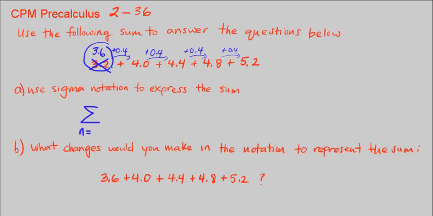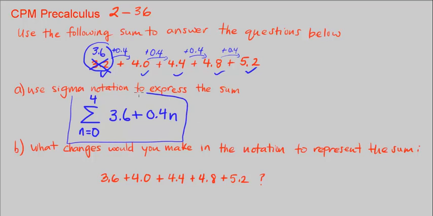So let's go ahead and look at this. We're starting at 3.6. And how many terms do we have? 1, 2, 3, 4, 5. So you can either go from 1 to 5, or I'm going to go from 0 to 4. And then I'm starting at 3.6, so I'm going to say 3.6 plus n times 0.40, because every time we're adding 0.40. So 0.4 times n. This is how I'm going to represent this.